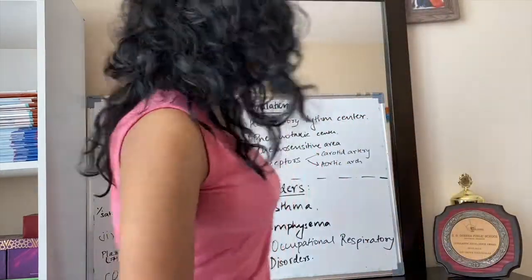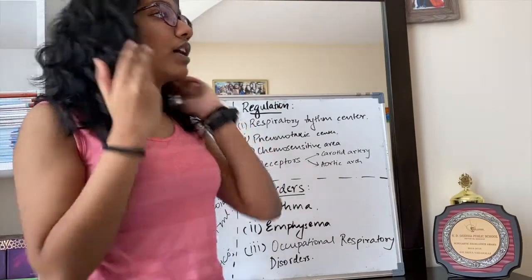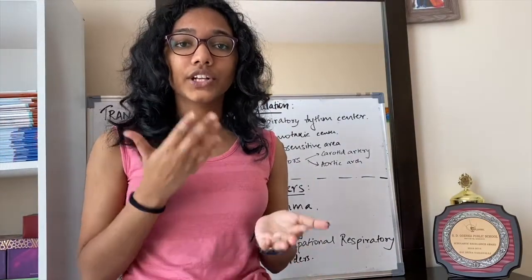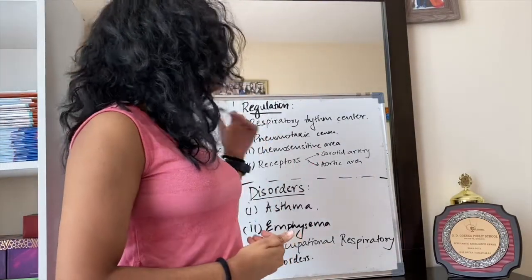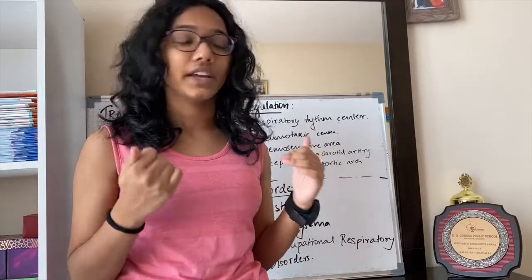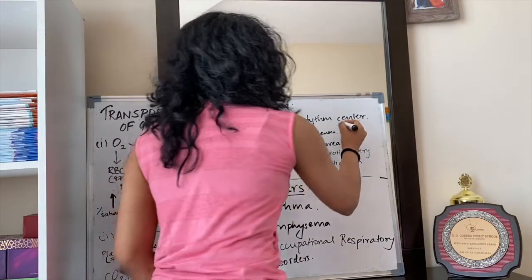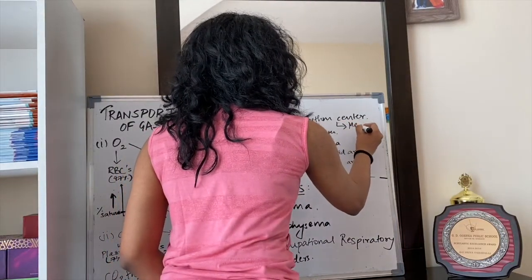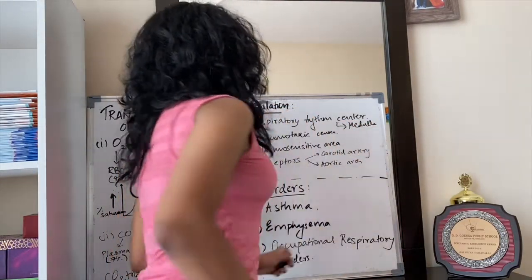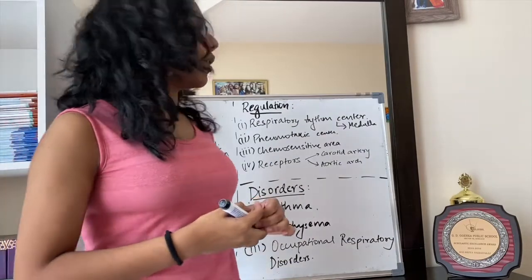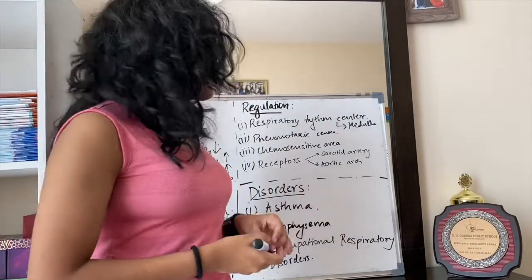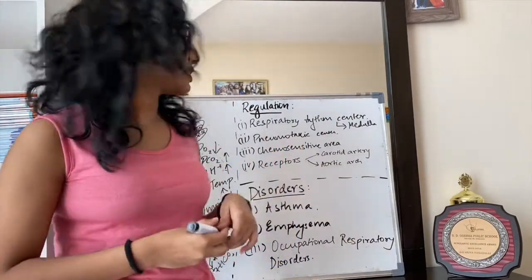Let's move on to regulation. Now the respiratory functions, or the rate of breathing, is controlled by various centers present in our brain. The most important one is the respiratory rhythm center. This is present in our brain stem or medulla. And the respiratory rhythm center coordinates the rate of inspiration and expiration. It receives signals from various parts of the body.